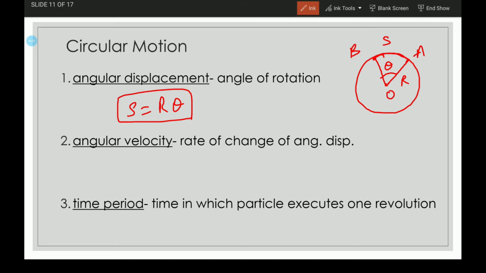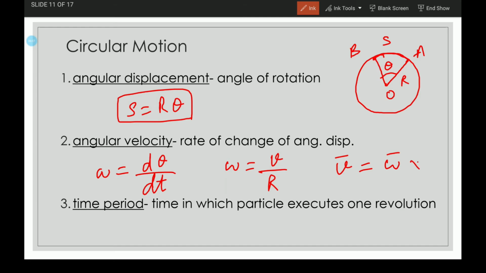Number 2, the angular velocity. It is the rate of change of angular displacement. This is also a vector quantity, quite similar to velocity. So omega, or angular velocity, is equal to d theta by dt. Now omega is also equal to v by r, where v is the linear velocity. Another important relationship, vectorially v is equal to omega cross r, and hence omega also has a direction.